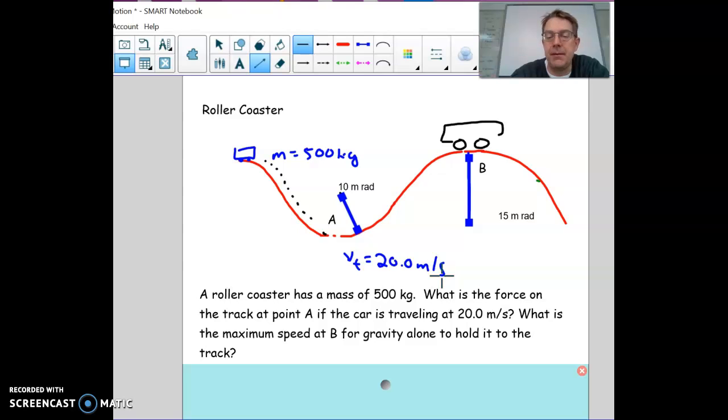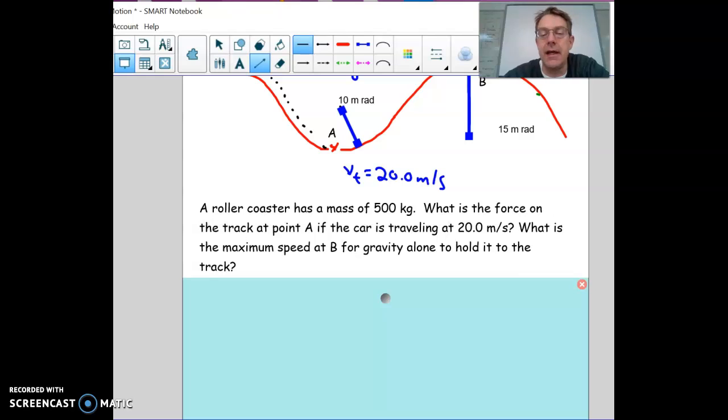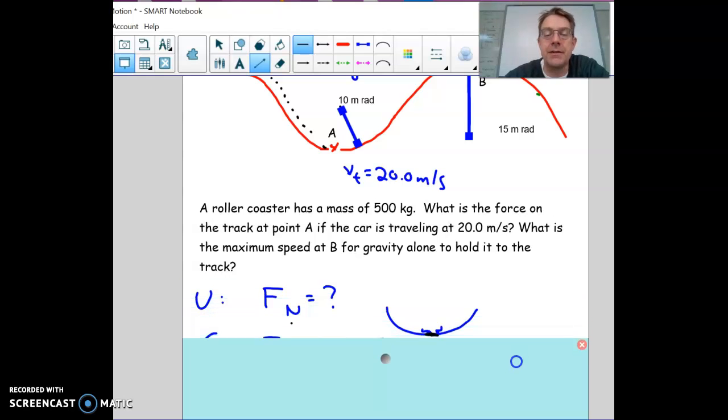What I want to know is a couple things. What is the normal force exerted on the person at this point? And then what is the speed necessary to hold this car on the track? What is the maximum speed before this car goes flying off here? Okay. Now, obviously, there's tops on the wheels, so it's not going to, but just in order to keep it on the track, so the wheels are always on the track. So let's kind of look at how that's going to happen.